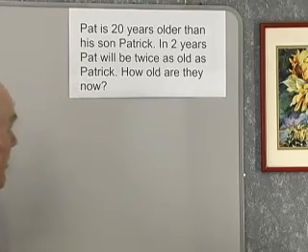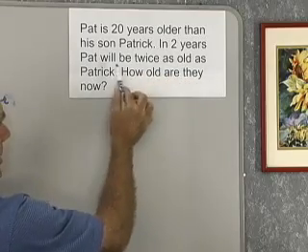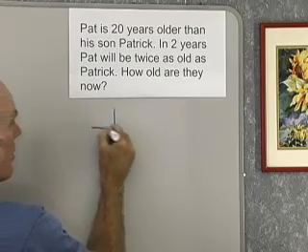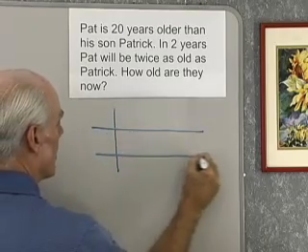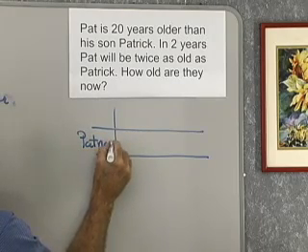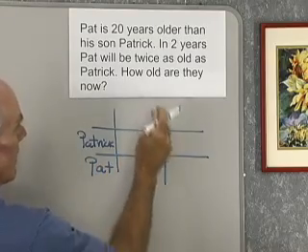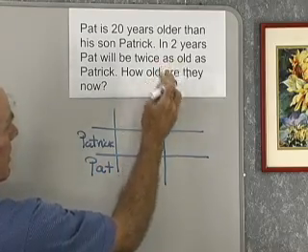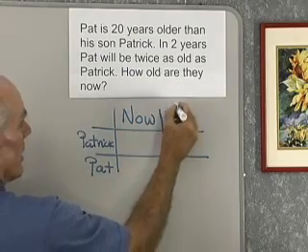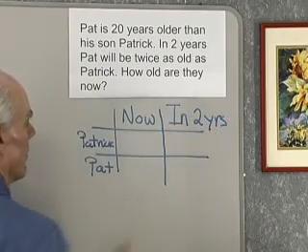So to solve this problem, it's an age problem. Pat is 20 years older than his son Patrick. In 2 years, Pat will be twice as old as Patrick. I like to solve these age problems with a table. So I'm going to make a table here. I'm going to put both people down, Patrick and Pat. And then, let's see, what do I have? I have their ages now, and then I have their ages in 2 years. So I'm going to say now for one column, and then in 2 years for the other.